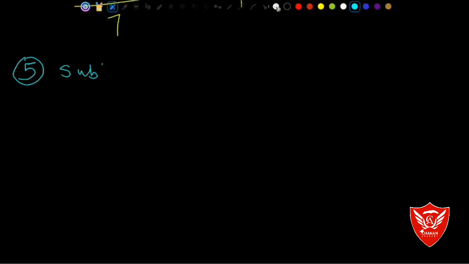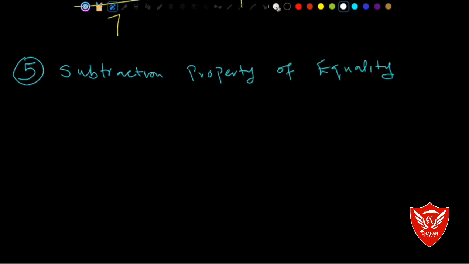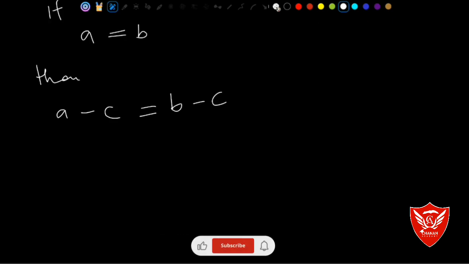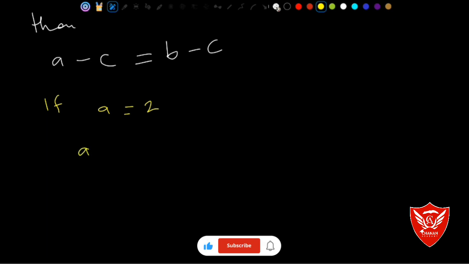The subtraction property of equality. The subtraction property of equality says that if A is equal to B, then A minus C is equal to B minus C. So if A is equal to 2, it means that A minus 1 is equal to 2 minus 1, and you'll be having 1 equal to 1. So the property is true.